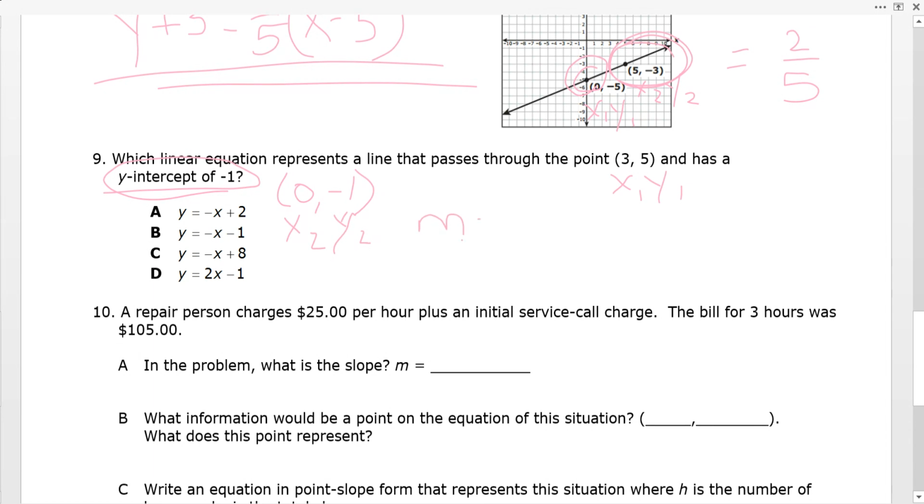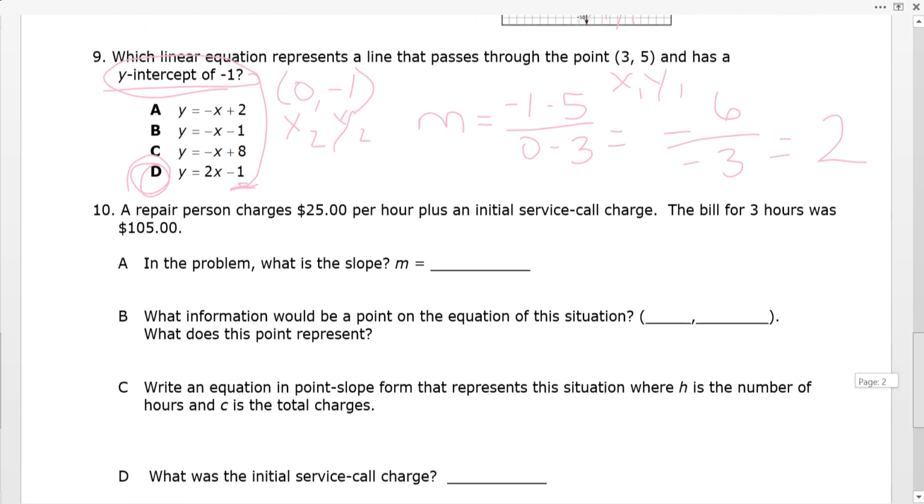So my slope is going to be -1 minus 5 over 0 minus 3. So I end up with -6 over -3, which is 2. So my slope has to be 2, which means I already know which one's my answer. It also has to have -1 for the y-intercept. So D would be correct. Okay.